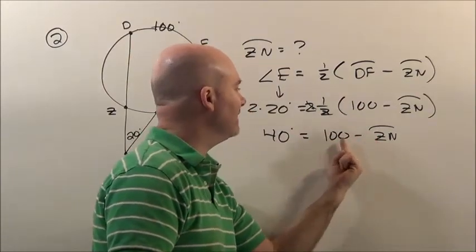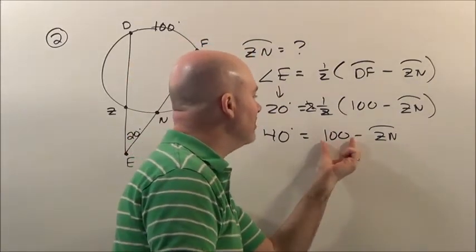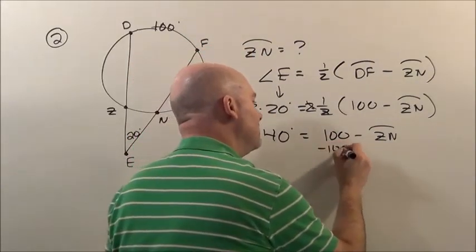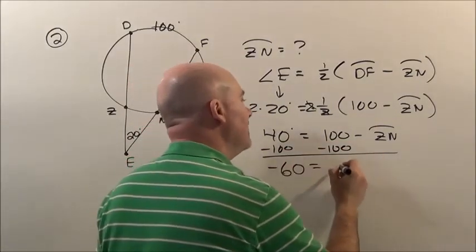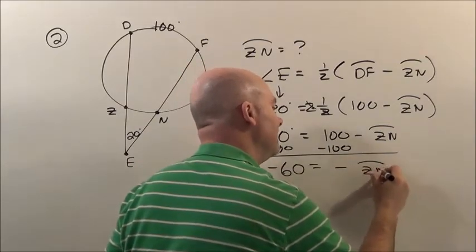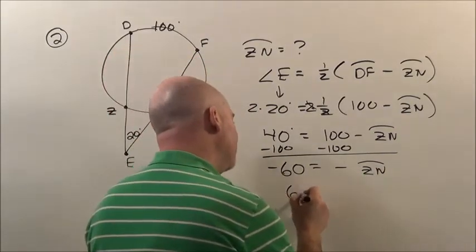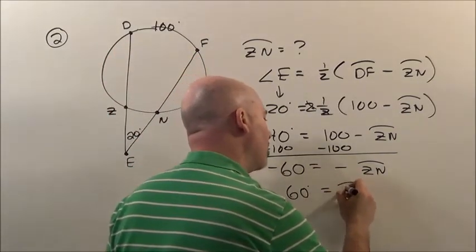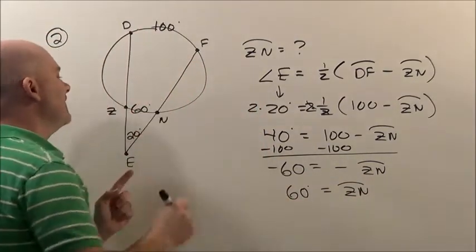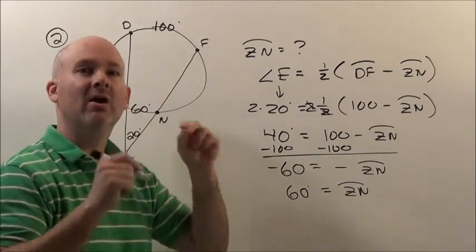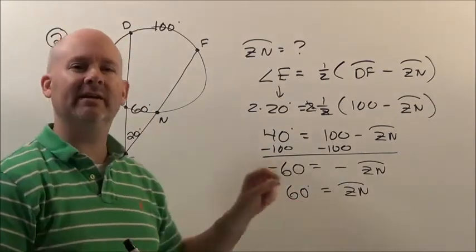Now, in order to get this, again, you should be able to see 100 minus 60. But in case you can't, you know you need to go ahead and get rid of the 100 by subtracting 100 on both sides. You get negative 60 is equal to the opposite of arc ZN. Well, the opposite of ZN is negative 60. You could multiply by negative 1 on both sides, and you get arc ZN must be a positive 60. And we can see that that makes sense if that is 60, because 100 minus 60 is 40. 40 cut in half gives us our 20 degrees down here. So the answer for us, arc ZN, is 60 degrees.